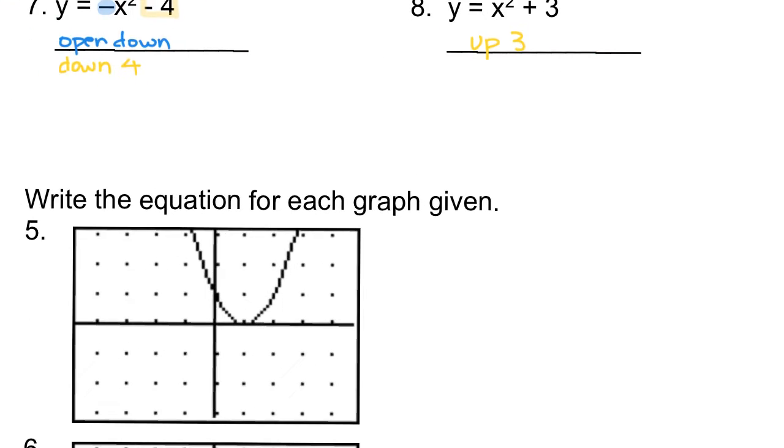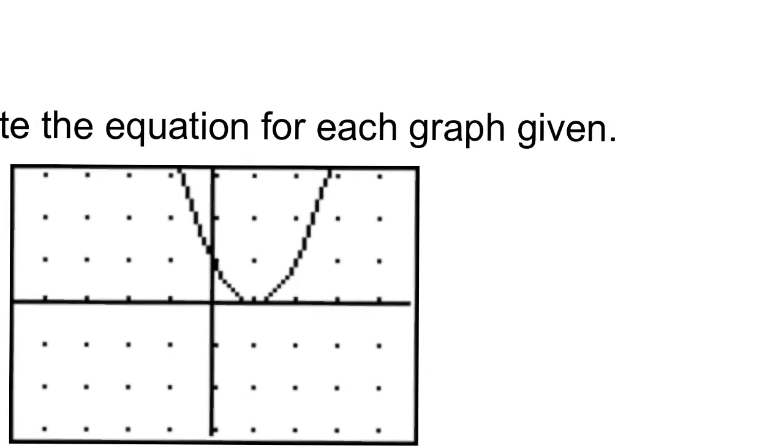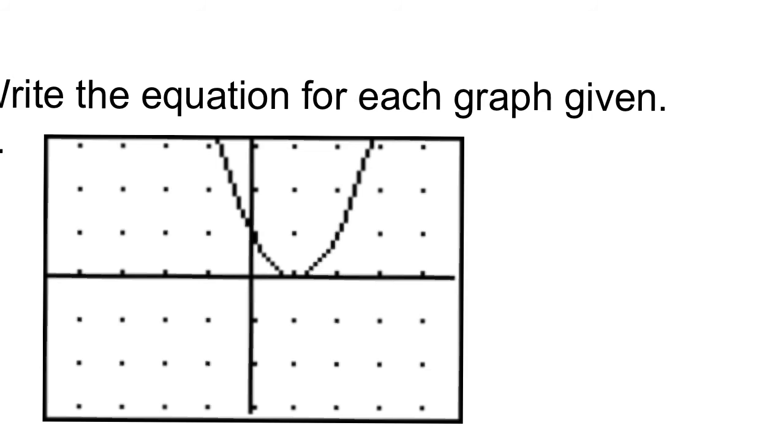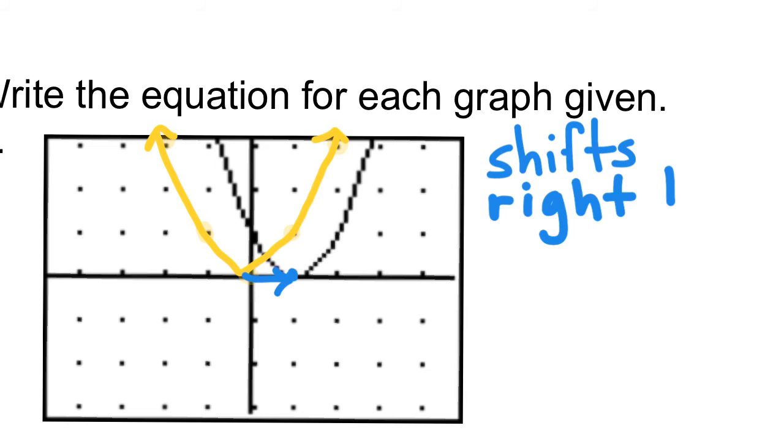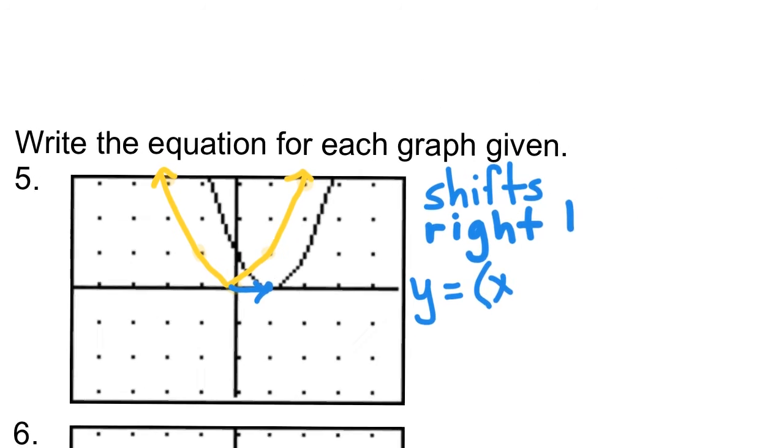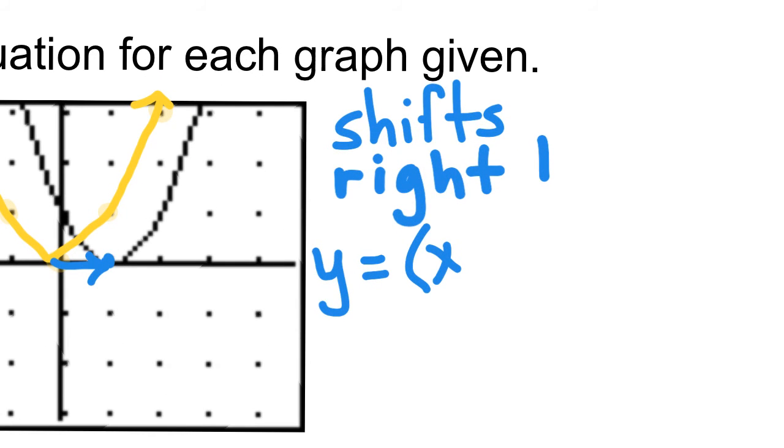Let's turn our attention to doing the opposite. Now you'll write the equation for each graph given. What I'd like you to think of is go back to the parent function. What would the parent function look like? Well, it would look something like this. So first, note the change. There's only one change that happened. It shifted right 1. And because of that change, we know that when it shifts right, it's going to be in parentheses. Notice this x is not squared because we're going to put the squared on the outside of the parentheses. So it shifts right 1.